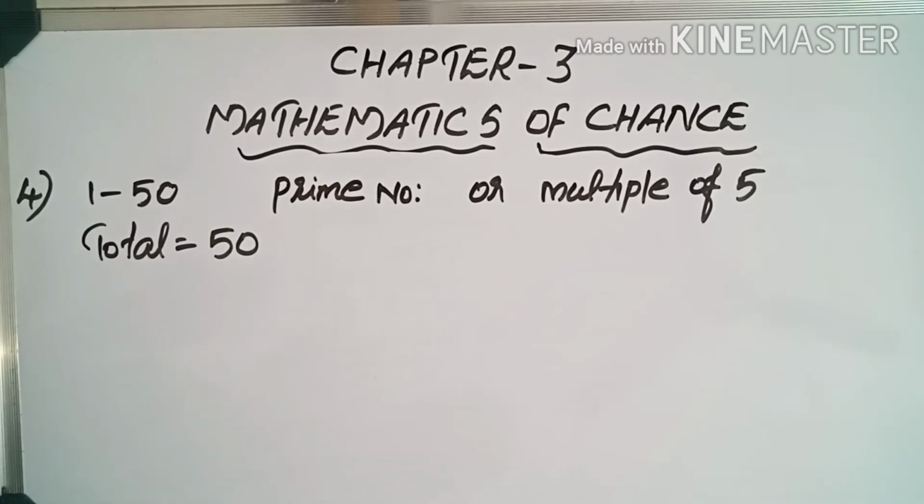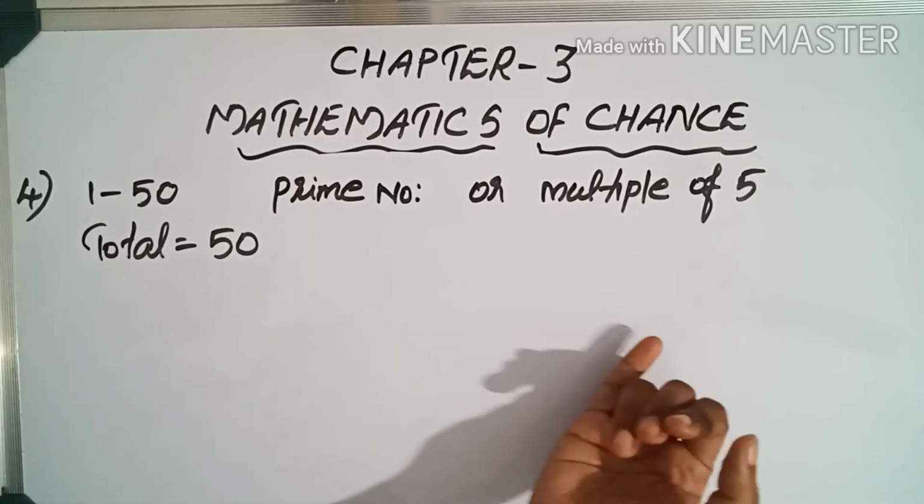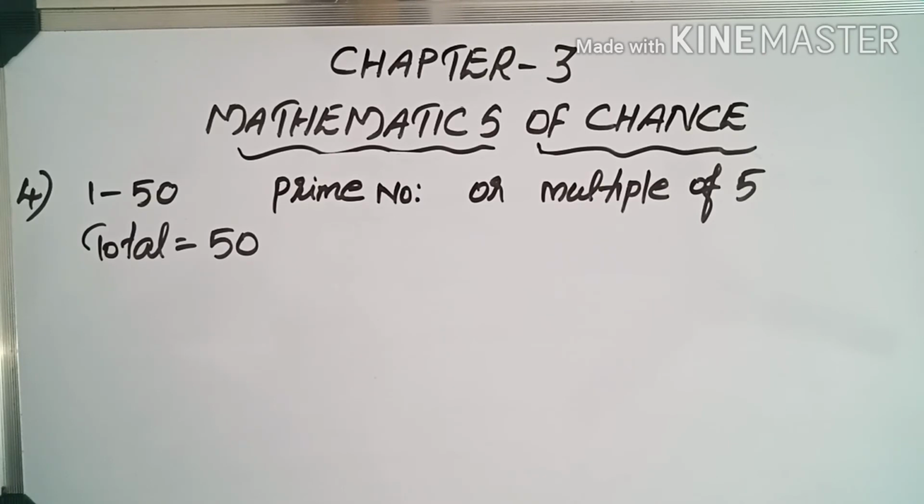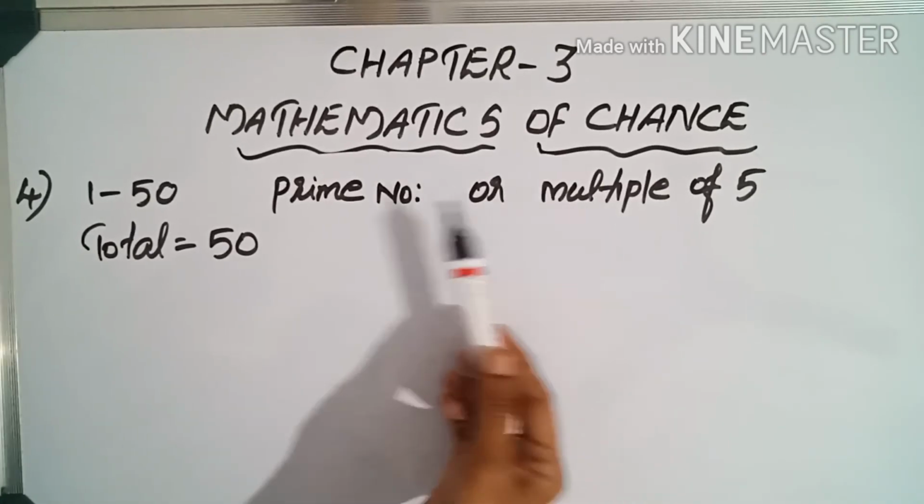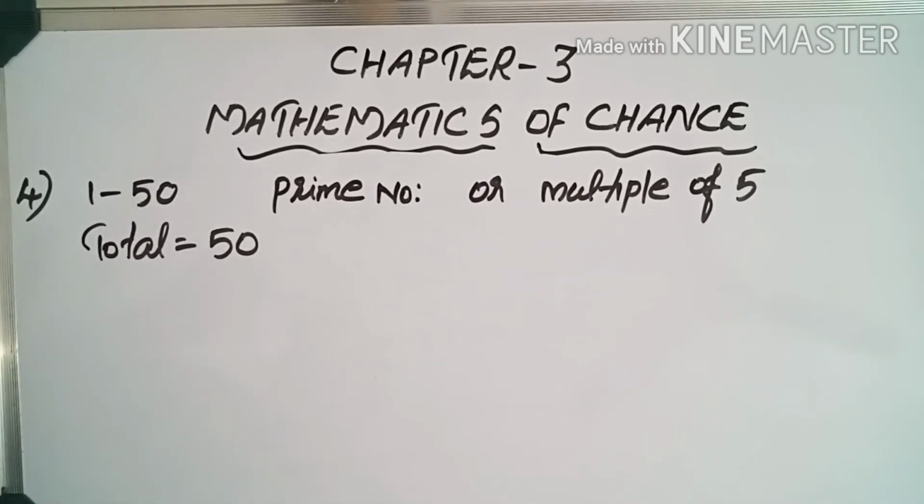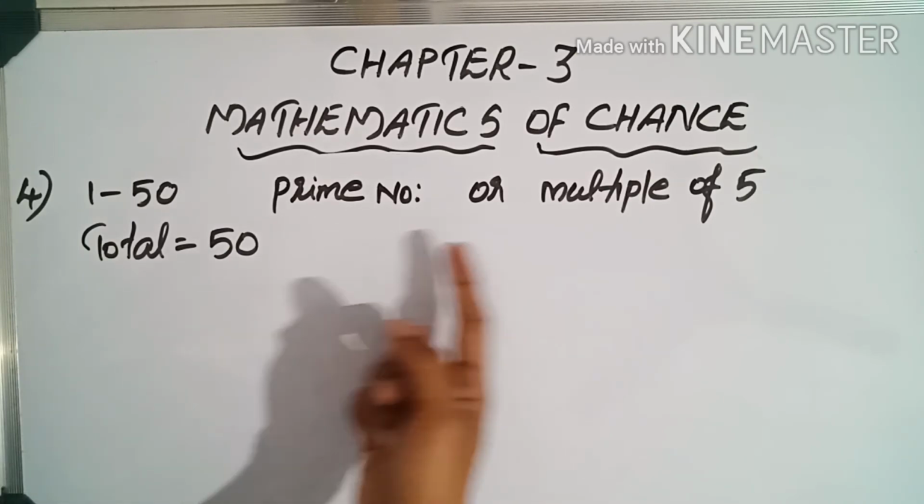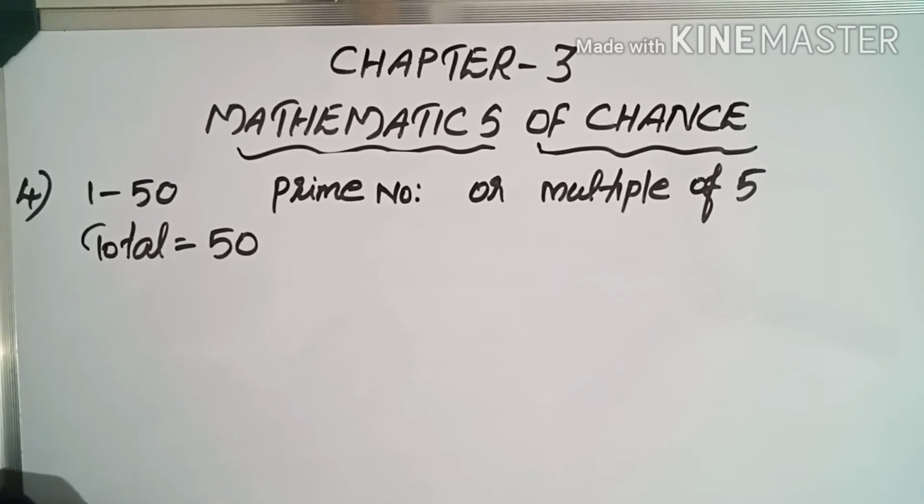Better guess means which one, prime number or multiple of 5. These two are the predictions. So which one has the most chance? That means the probability is more for prime or more for multiple of 5. That is what we need to find. If one has more probability, that will be the better guess. So here we need to find the probability of getting a prime number and the probability of getting a multiple of 5.